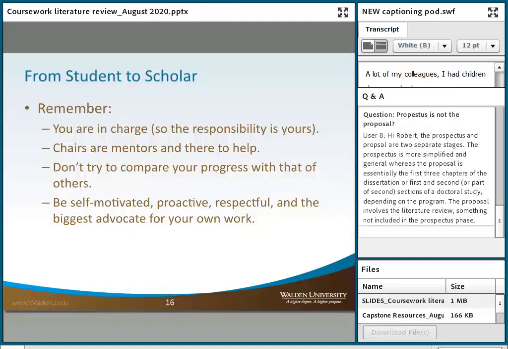Remember, don't try to compare your progress to that of others. That's one of the best bits of advice I ever got when I was completing my PhD. I had children during grad school, I had a full-time job. A lot of my colleagues were fresh out of college and did not have children and had parents still supporting them in some way, shape, or form. They, of course, moved much faster than me. And so I couldn't look over at that group. I had to look at what I could do.